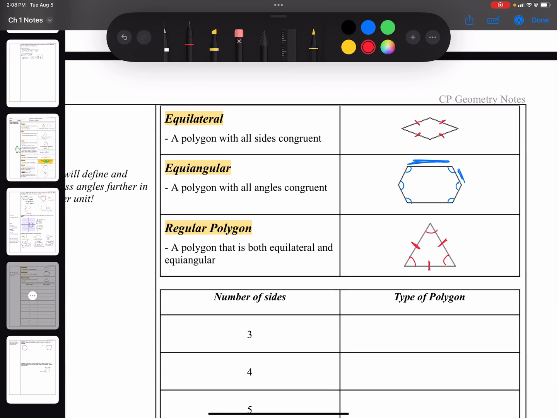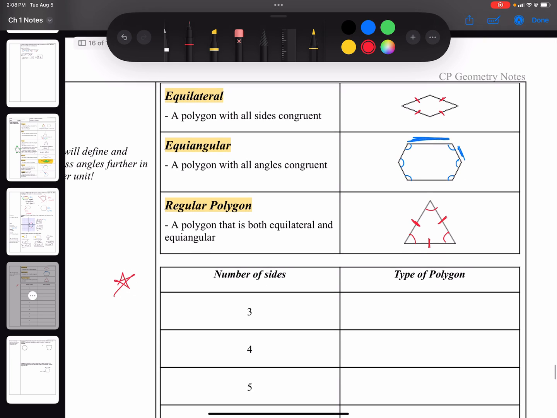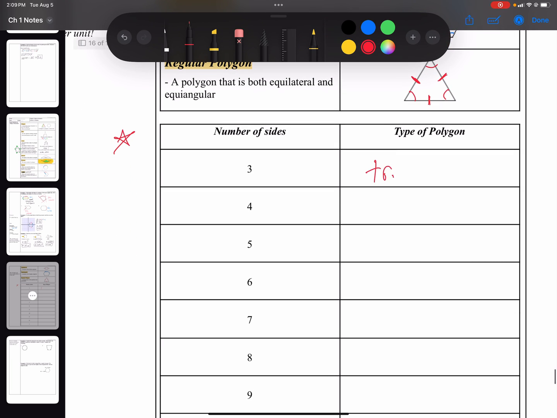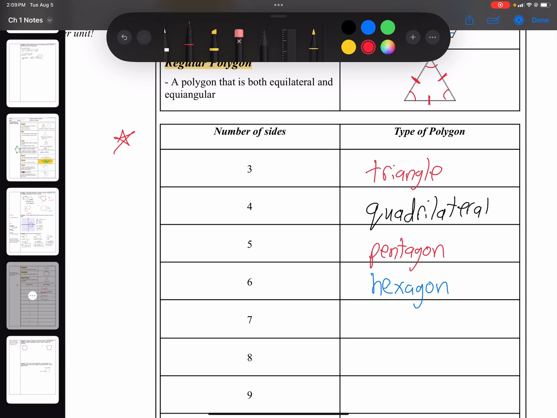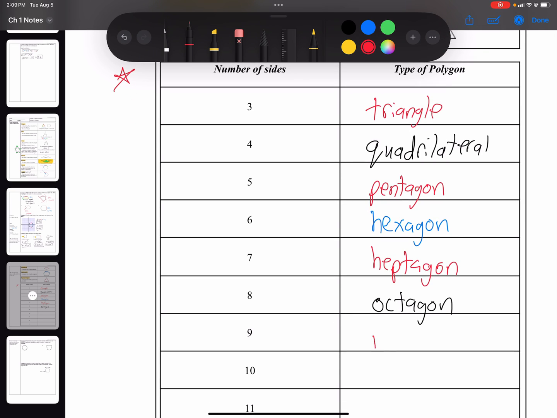It will be in your best interest to memorize as many of these as possible. If a polygon has 3 sides, it is called a triangle. 4 sides is called a quadrilateral. 5 sides is called a pentagon. 6 sides is called a hexagon. 7 sides is called a heptagon. 8 sides is called an octagon. 9 sides is called a nonagon.